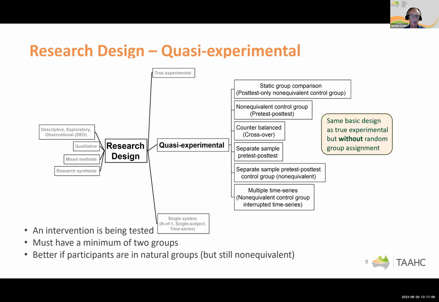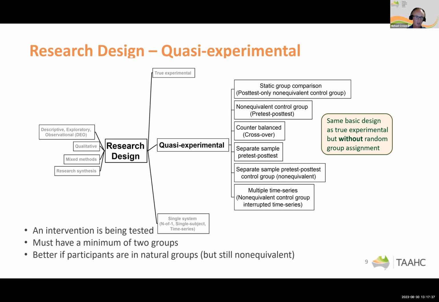Quasi-experimental designs are very much the same. Even the different types of designs that are laid out there are almost exactly the same as for true experimental designs, but there's no random assignment to the groups. Okay, so again, you have to have a minimum of 2 groups, but participants go into the groups by various methods.